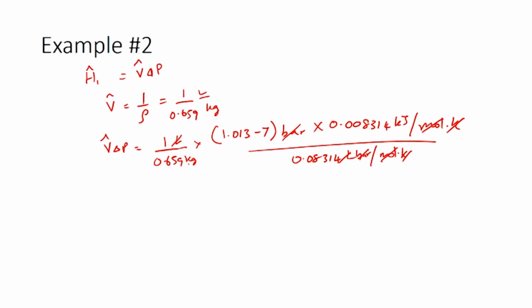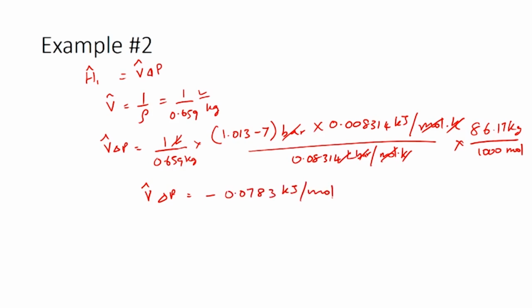As the hexane flow rate has been given in terms of moles, it would be useful to convert this kilojoules per kilogram into kilojoules per mole. So, we can use the molecular weight, which is 86.17 kilograms per kilomole, which is 1000 moles. So, from here we would be able to get V cap delta P as minus 0.0783 kilojoules per mole. So, this is the first step.